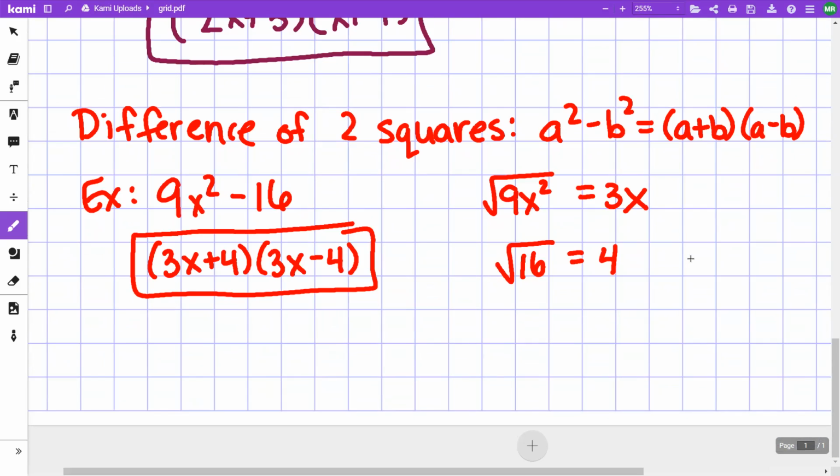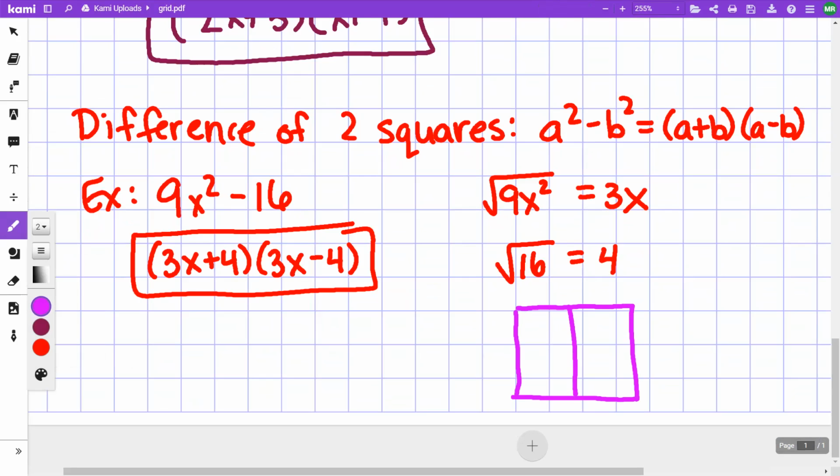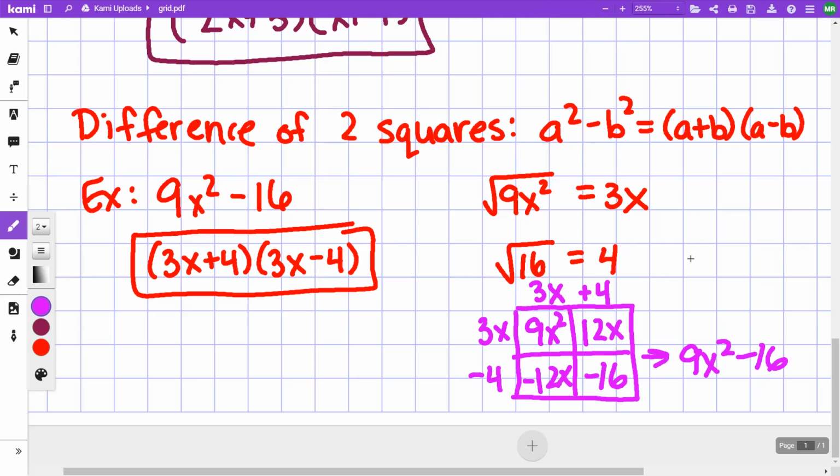Now, just as an example, if I was to multiply this back, I need to get my 9x squared minus 16. So I'm just showing you, you don't have to do this as part of the problem. But if I have a 3x plus 4 and a 3x minus 4, I get a 9x squared, I get a positive 12x, I get a negative 12x, which means those are going to cancel. That's why I don't have a middle term with an x in my original problem. And then I get a negative 16. So you see I got 9x squared minus 16.